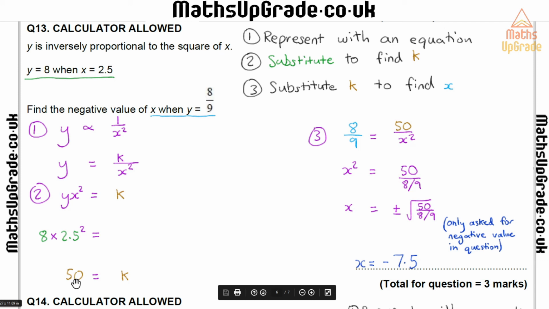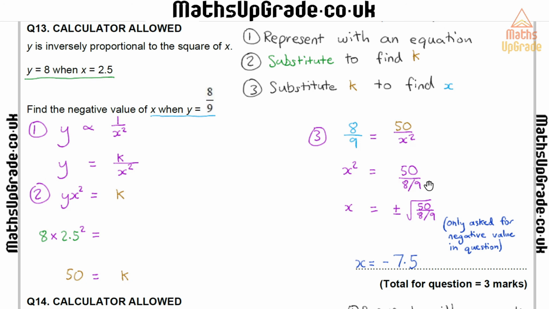Now I can substitute this value of 50 and the value of y as being 8/9 into this equation here, which gives me 8/9 is 50 over x squared. Now if I just rearrange this so that x squared is the subject, so multiply by x squared on both sides and divide by 8/9 on both sides, I'll get x squared is 50 divided by 8/9.